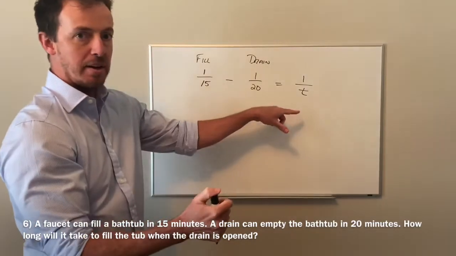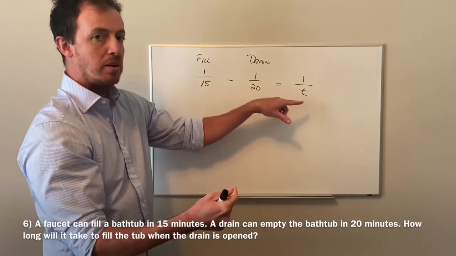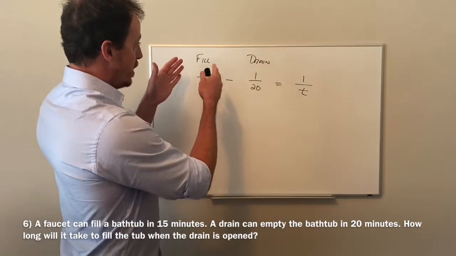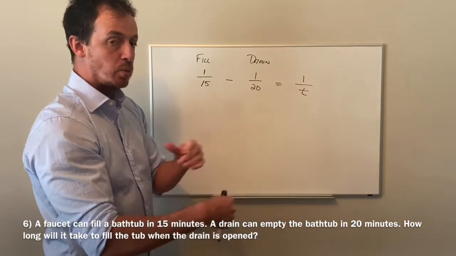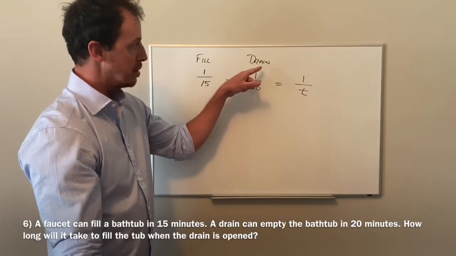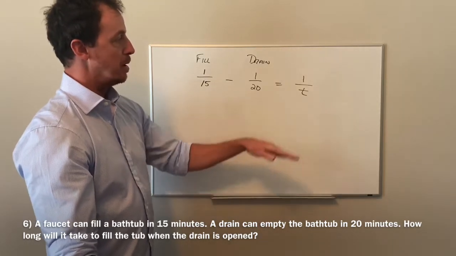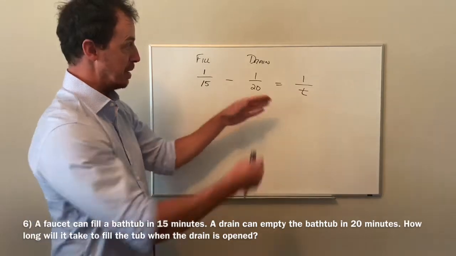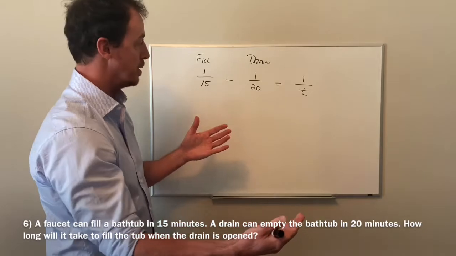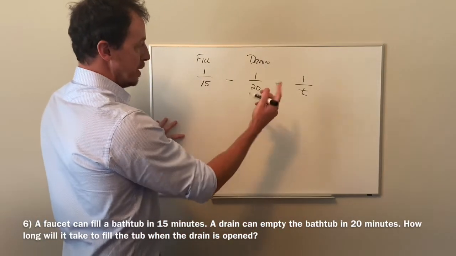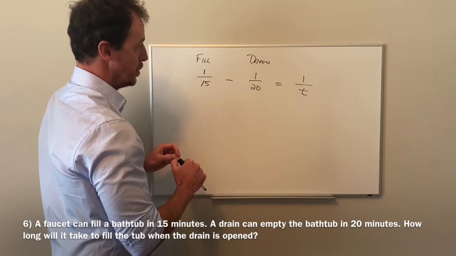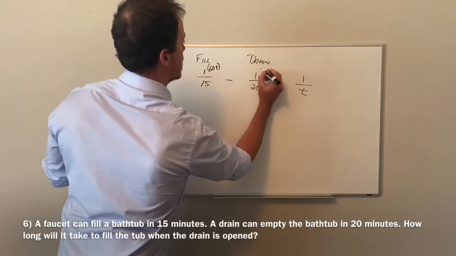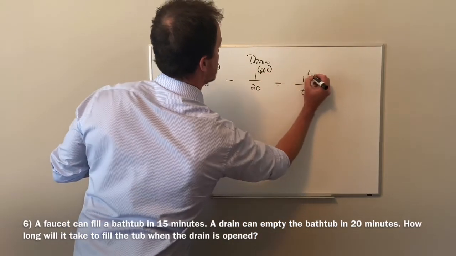And then that t over there, or the x, or whatever you want to call it, is how long it would take the tub to fill all the way up. Before we even do anything, if the faucet can fill it in 15 minutes without any draining, but we're draining some of it, then our answer is going to be bigger than 15. The drain is slowing the process down. So we need an LCM here. We could do 60t. I'm going to multiply all three of these by 60t.